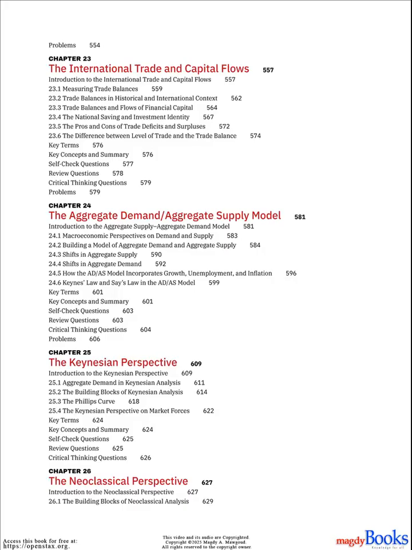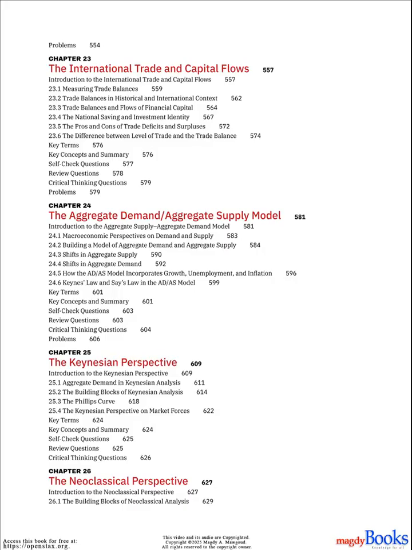Chapter 23, The International Trade and Capital Flows. Introduction to the International Trade and Capital Flows, 23.1. Measuring Trade Balances, 23.2. Trade Balances in Historical and International Context, 23.3. Trade Balances and Flows of Financial Capital, 23.4. The National Saving and Investment Identity, 23.5. The Pros and Cons of Trade Deficits and Surpluses, 23.6. The difference between level of trade and the trade balance. Key terms, key concepts and summary, self-check questions, review questions, critical thinking questions, problems.